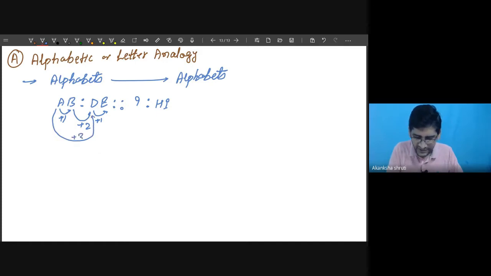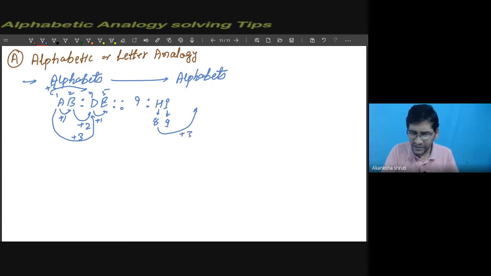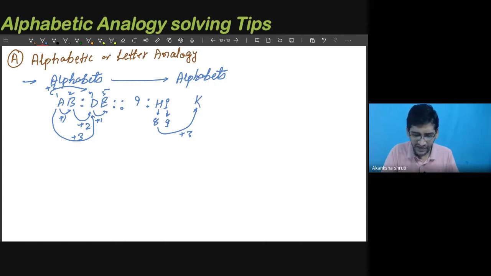So it is +3, because we quickly write the positions: we observe 1, 2, then this is 4 and 5. So 1 plus 3 is giving us 4. That's why we have written this 3 here. This way we can quickly understand what the next one will be. You have to apply the similar relation. H means quickly you write 8, I is 9. So here we are observing +3 has to be done. Means 8 plus 3, we know, is 11. So 11 is nothing but K.